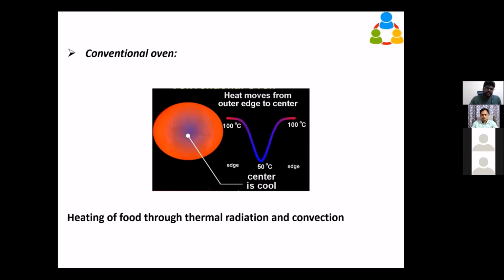Apart from that, between the heating source and the food object, there is a medium called air. We know the atmosphere is there, and that air will act as a medium to transfer the heat. So both are involved in a conventional oven: thermal radiation and also convection. That is, heat is transferred from the heating source to the object, the food we are keeping, which here is the potato. Through the air it will be transferred, and that is called convection. Instead of air, if you are using any metal, we call it conduction. So radiation, conduction, convection, those are the three methods by which heat gets transferred. In the conventional oven, heat is transferred via radiation and convection, because heat is transferred to the air.